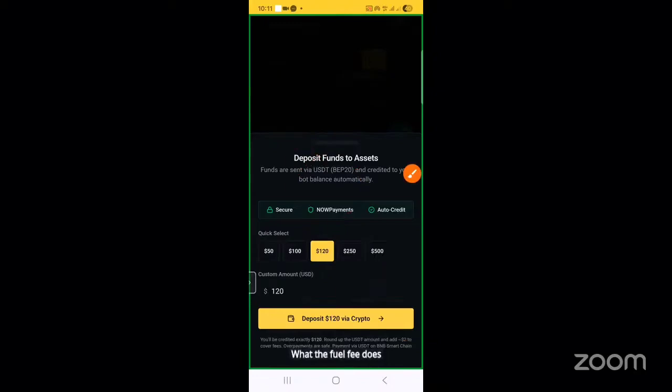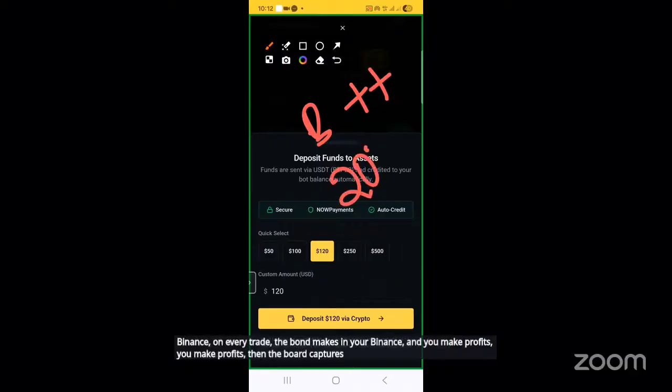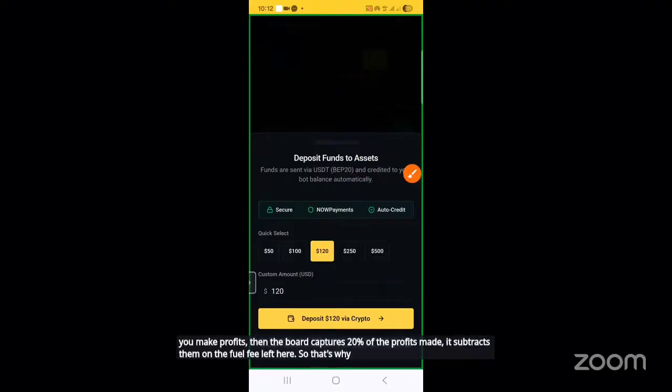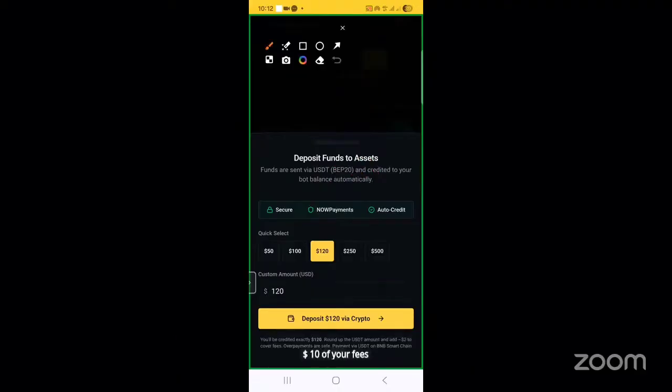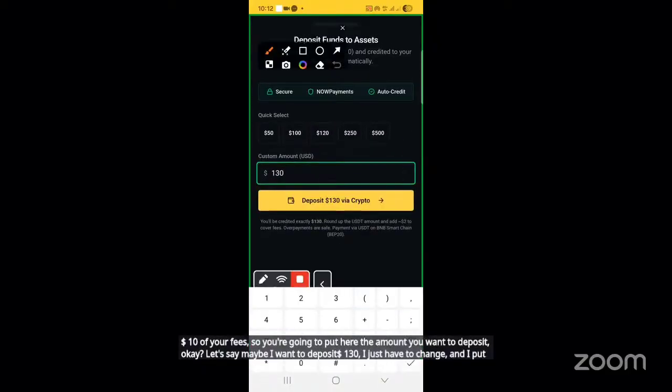For example, on every trade the bot makes for you in your Binance, and you make profits, the bot captures 20% of the profits made. It subtracts them from the fuel fee left here. So that's why you need at least $10 of fuel fee. So you're going to put here the amount you want to deposit. Let's say maybe I want to deposit $130. I just have to change it and put 130. Then I click on deposit.